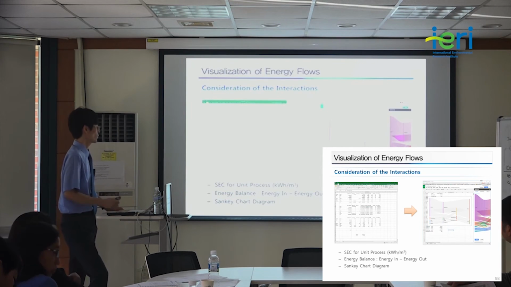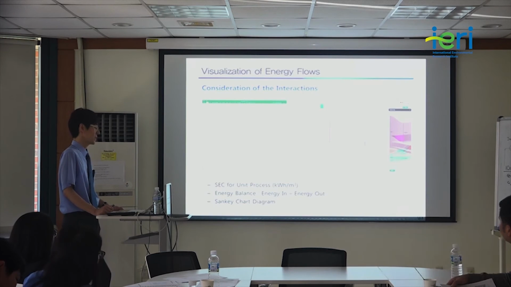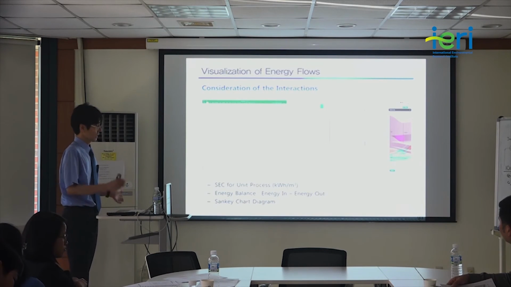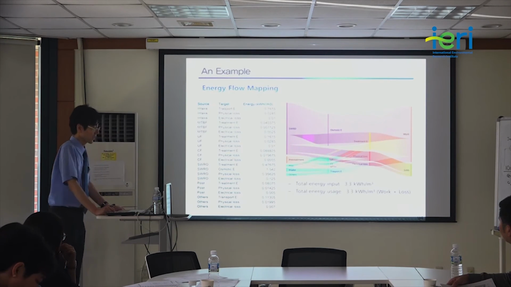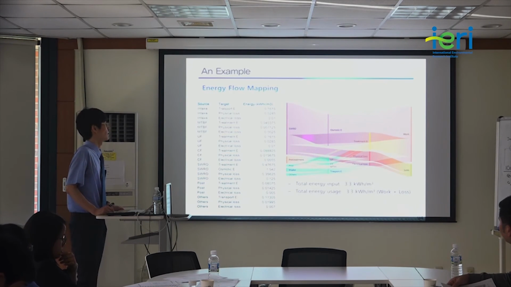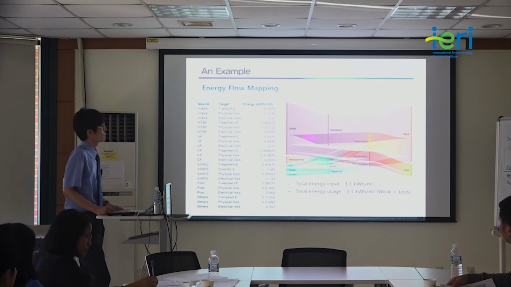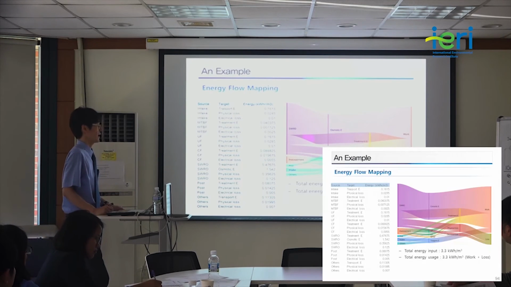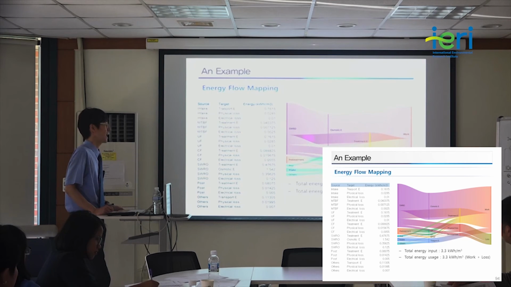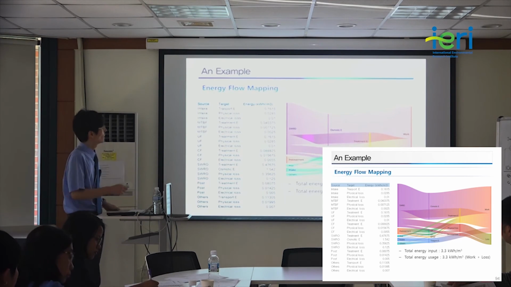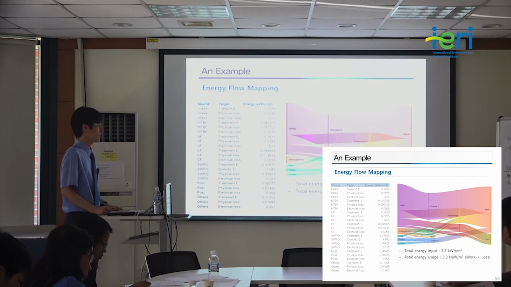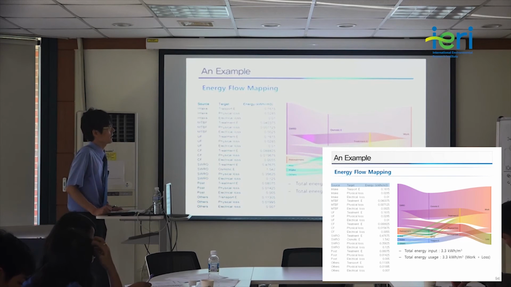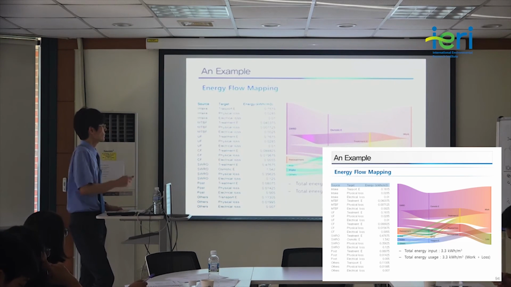And then we can just use a chart called this Sankey chart so that we can just see the flow of the energy in the desalination plant. And this is an example of that kind of energy flow mapping. And by looking at this graph, you see the energy flows from inlet to the outlet. So total energy supplied here is, in this example, 3.3 kilowatt hour per cubic meter.